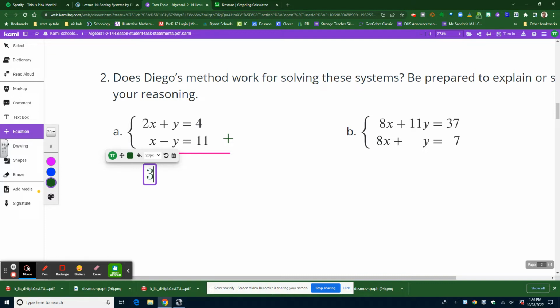3x plus 1 plus x is 3x. Okay, 2x plus 1x is 3x, and then what's that equal? What happens with the y's? They're 0 because they're opposites. The whole point of this was to eliminate. The name of this is called elimination. What are we eliminating? The y. And 4 plus 11 is 15.